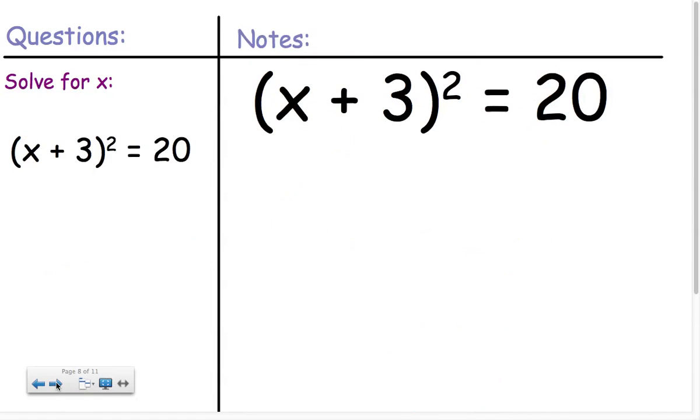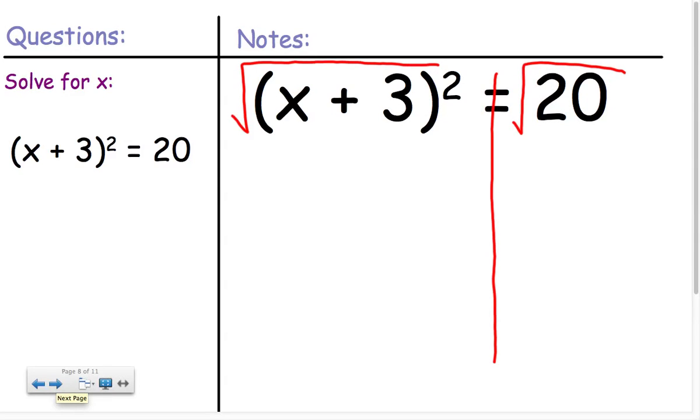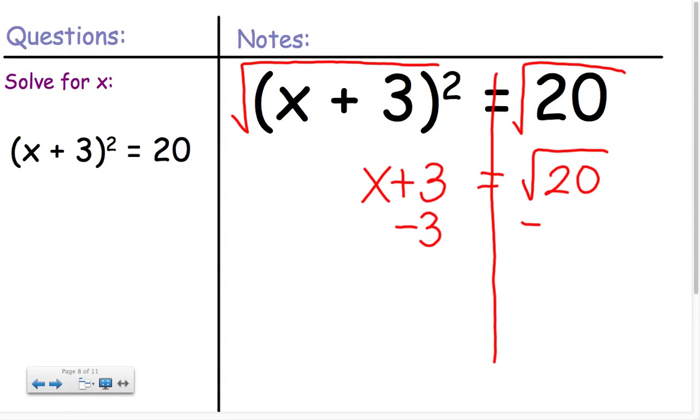And the last one. So this one, I want to get rid of that squared first because that's the parentheses around my whole problem. So let's take the square root of both sides. The square root and the square cancel, so I'm left with x plus 3 on this side, and then the square root of 20 on this side. To get x alone, let's minus 3 on both sides.